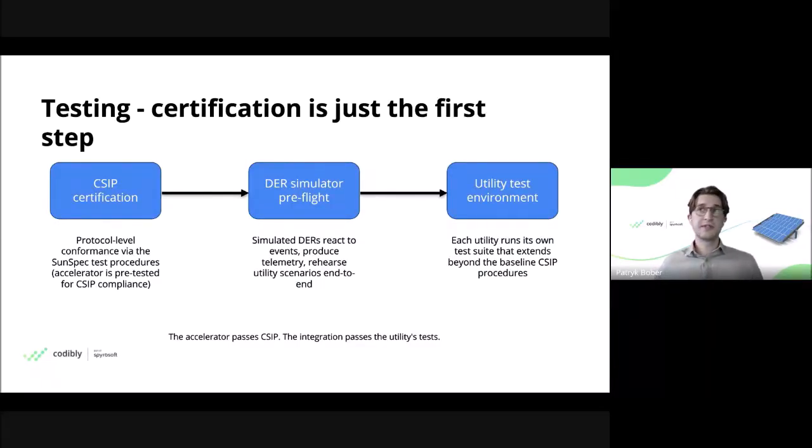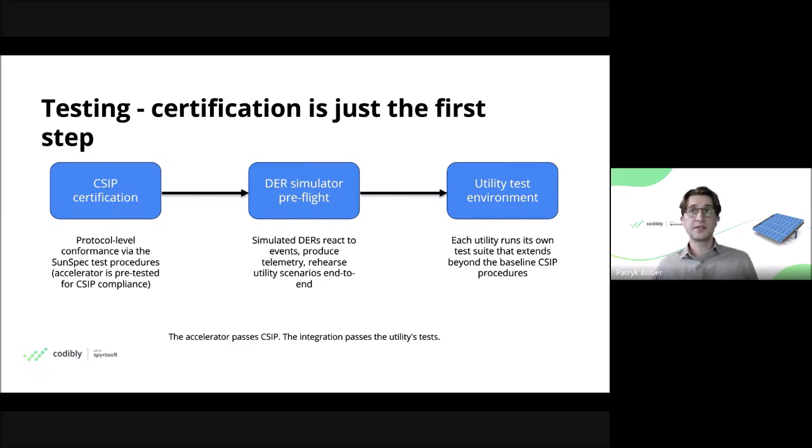So all of these requirements have a practical consequence: testing. SysIP certification by itself covers protocol level conformance through the SunSpec test procedures, but it doesn't cover any of the utility specific deltas we just looked at. The accelerator is pre-tested for SysIP compliance, which gives every project a strong starting point, and each customer still goes through their own SysIP certification round after their integration is built. That's a step we walk with them on every engagement.